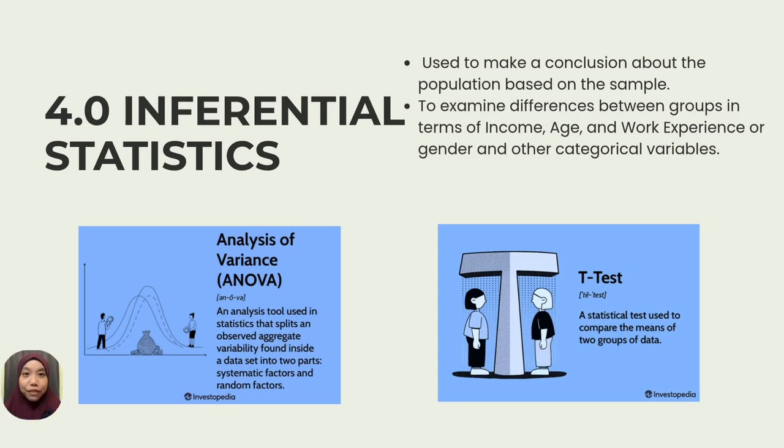Inferential statistics using t-test and ANOVA is used to make a conclusion about the population based on the sample. This is also to examine differences between groups in terms of income, age, and work experience and other categorical variables.